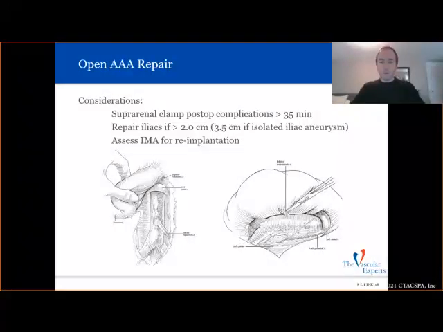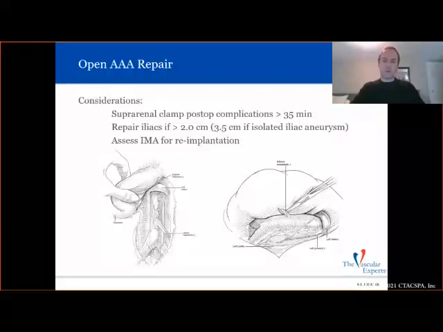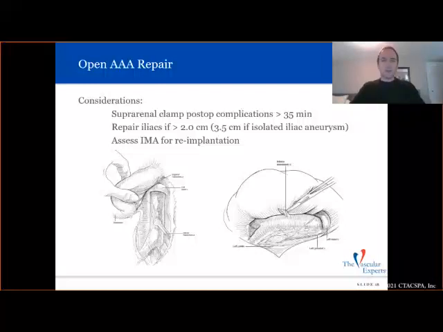And in terms of the back pressure for the IMA, no, there's no specific back pressure. It's just if there's brisk bleeding that's judged by the surgeon, then it can be ligated.